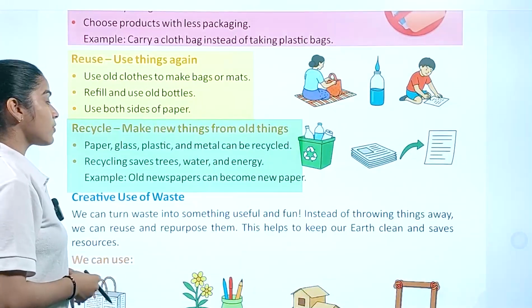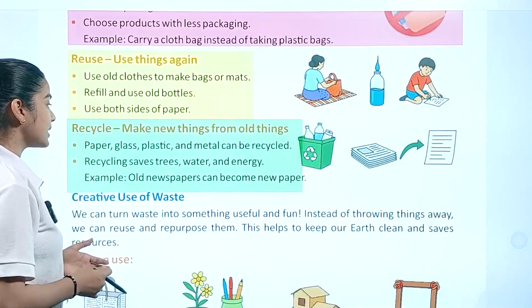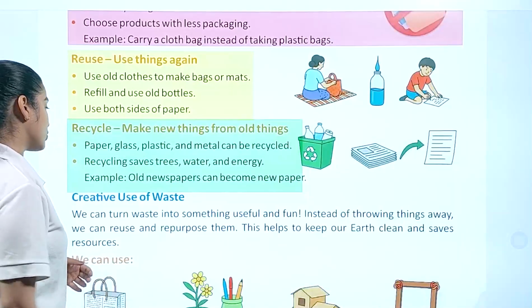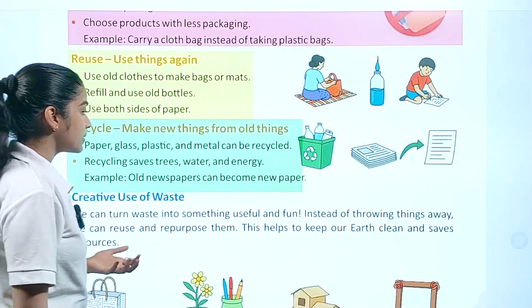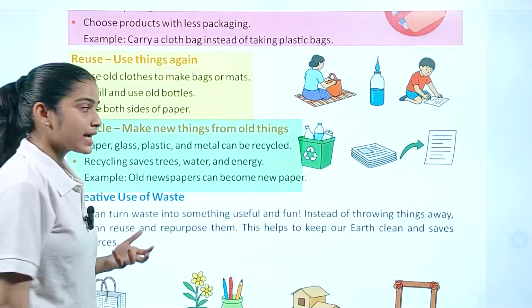Recycle, make new things from old things. Paper, glass, plastic, and metal can be recycled. Recycling saves trees, water, and energy. For example, old newspapers can become new paper, right? So in that manner, you can recycle these things.